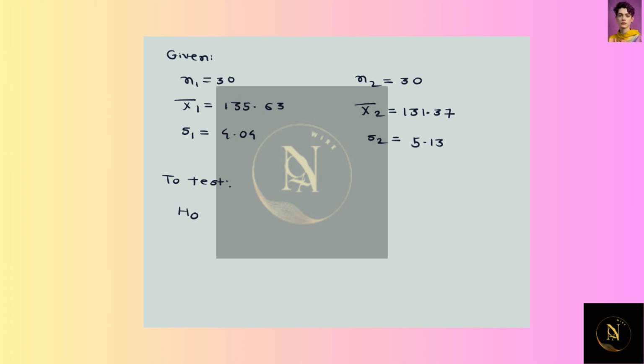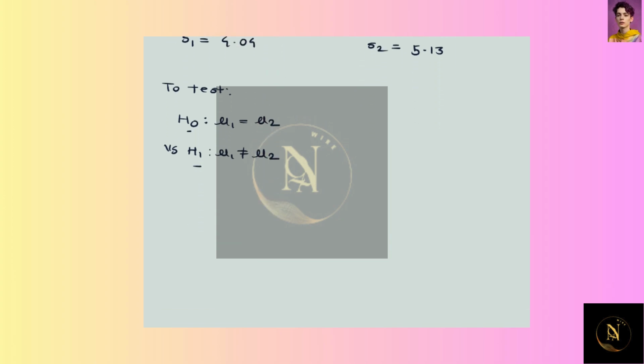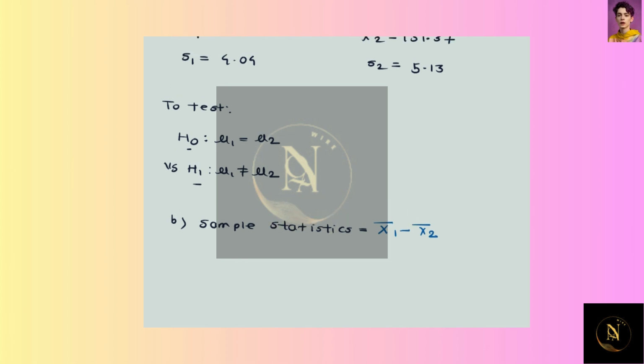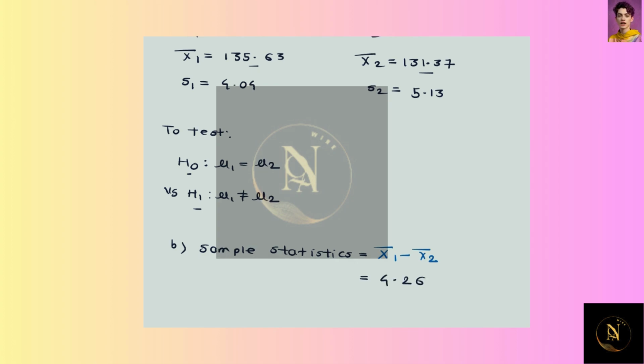So to test, the null hypothesis is that mu1 equals mu2 versus the alternative hypothesis that mu1 is not equal to mu2. This is the null hypothesis, this is the alternative hypothesis. Now in part B we have to find the sample statistic, which is given by x1 bar minus x2 bar. The value of x1 bar is 135.63 and the value of x2 bar is 131.37. Simplifying, we get 4.26.